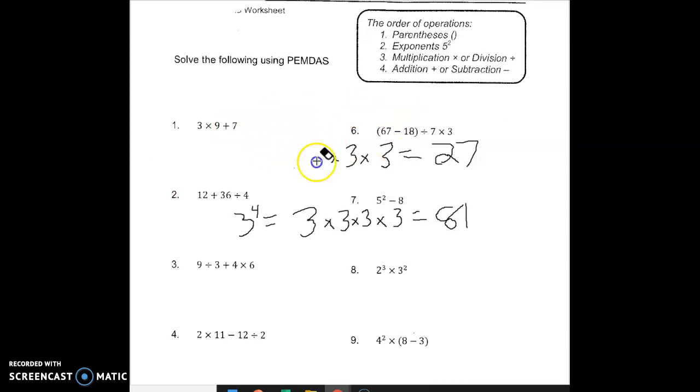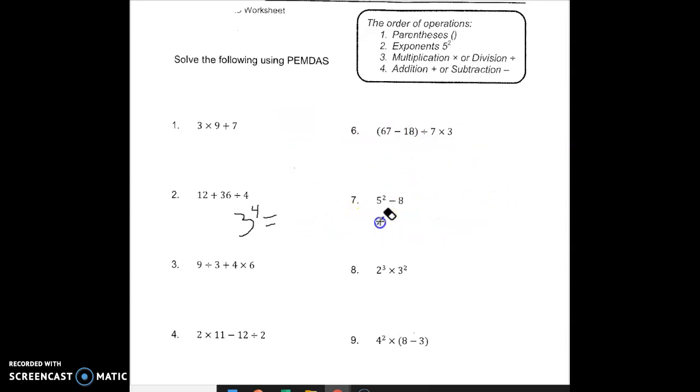So now let's take a look at some of these problems. Let's first take a look at number 6. So remember I said we're going to be using that box in the top corner a lot for this. So first I'm going to look for parentheses. In number 6, do I have parentheses? I do. I have right here 67 minus 18 in parentheses. So I need to do that math first. So I'm going to do 67 minus 18 and I'm going to get 49.